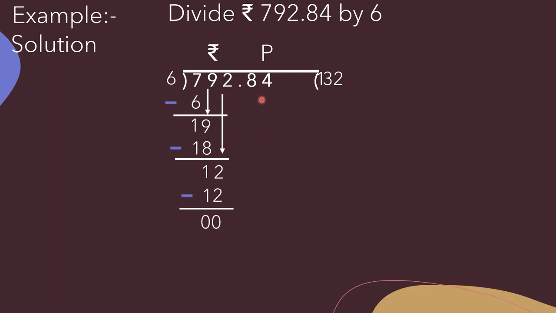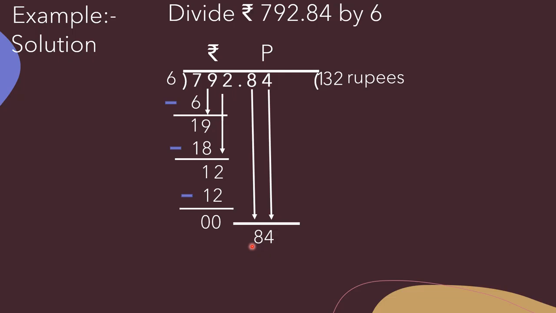Now we will bring down the paise column. So 132 rupees are there. Now we have to solve the paise column. That is 84, and we have to divide it by 6.